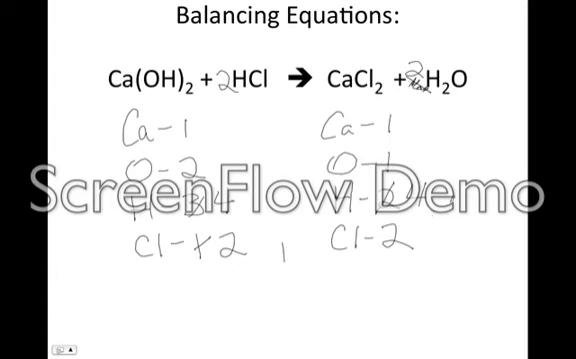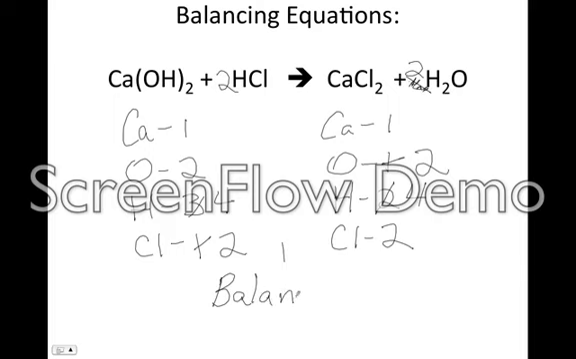And that changes our oxygens now. We have 2 oxygens on this side of the equation. So now let's see where we are. We have 1 calcium on each side, 2 oxygens on each side, 4 hydrogens on each side, and 2 chlorines on each side. So that's actually a balanced equation.